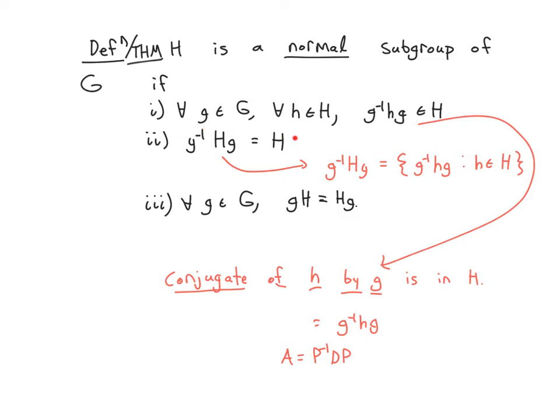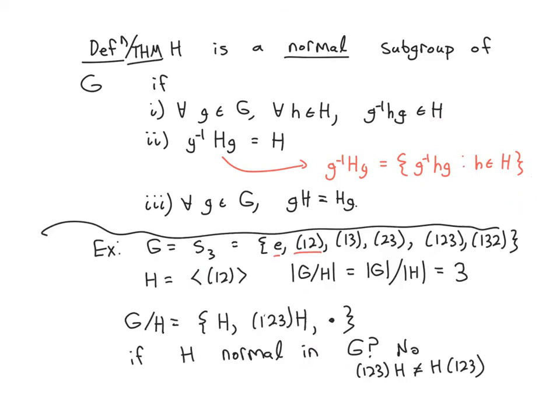Also note this second definition says that these two sets are equal, but the textbook almost never defines what this set is. This set is the set of conjugates. So it says the set of conjugates is equal to H. And the third condition just says for every group element, the left coset with respect to that element is equal to the right coset with respect to that element.